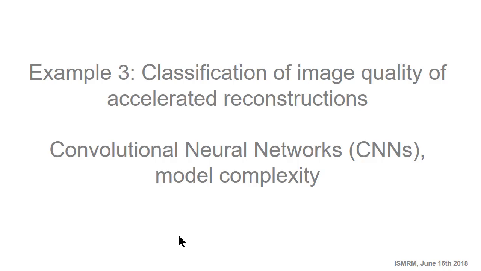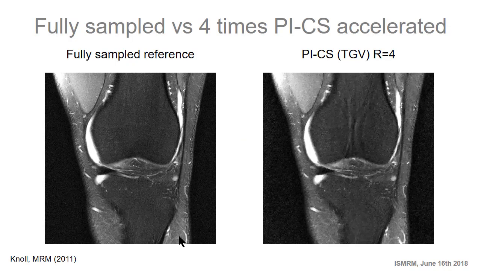And in the last example, we're actually going to move to convolutional neural networks, which I think most people will probably be interested in. What we're going to do is build a classifier that tells us if our images have good image quality or not. So this is an example of the data.